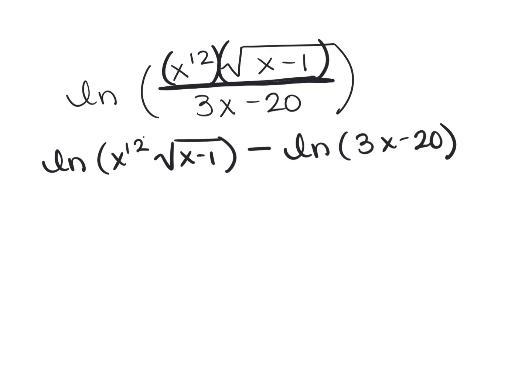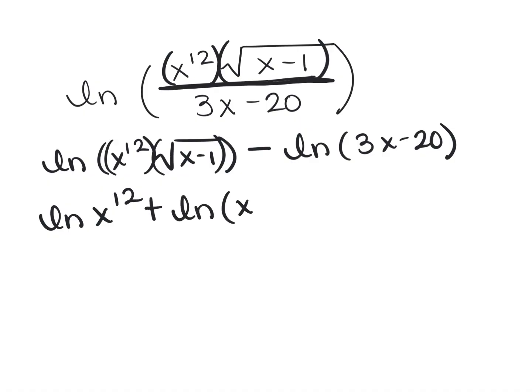Now, as I'm looking at this, I realize that those are being multiplied, so they have to be broken down farther. I have x to the 12th, and I am multiplying those two factors together, so I add, and it's the natural log. And I'm going to rewrite this as x minus 1 to the 1/2 power. And then I'm going to subtract the last term, which is natural log of 3x minus 20.